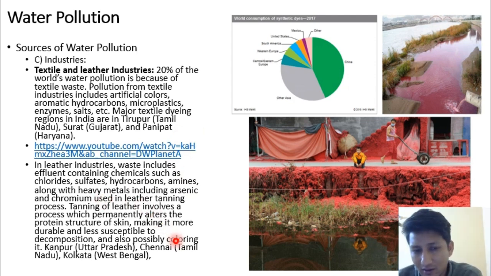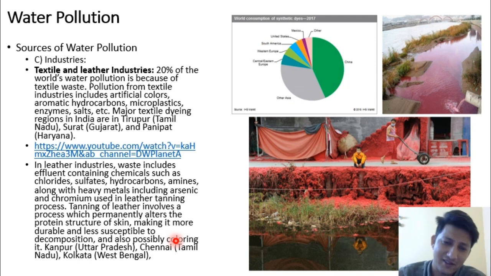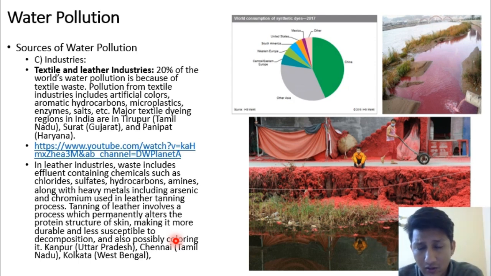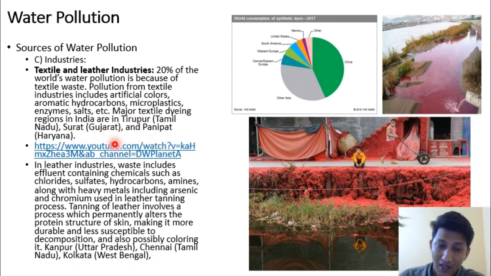Just like textile, leather is also something which is quite popular. Whenever we use leather, we know that it is the skin of an animal. So whenever we use leather, we have to process it because it is organic. It will degrade over time, so we have to tan it. It is called tanning. For tanning, we use different types of chemicals, even heavy metals, to enhance the sturdiness of that leather. But when we tan the leather, it creates a lot of problems because all these chemicals enter into the water body. So Kanpur, Chennai, Kolkata are the cities which are known to produce a lot of pollution from the leather industry. And Tirupur, Surat, Panipat are known to produce a lot of pollution because of the textile industry.